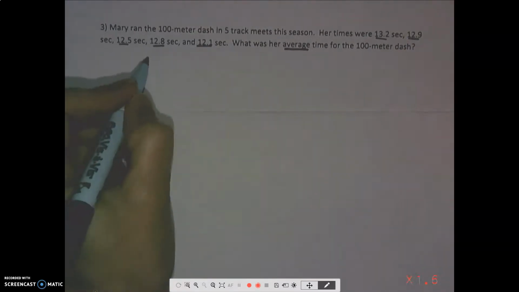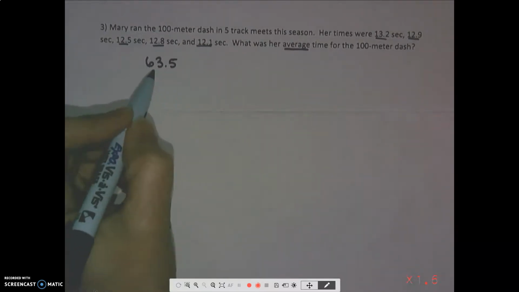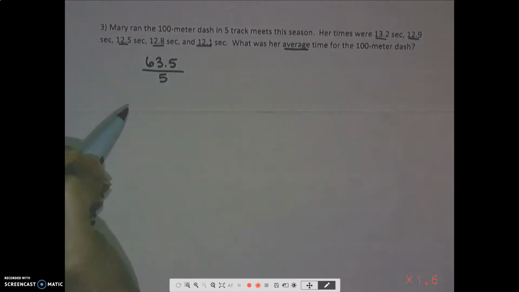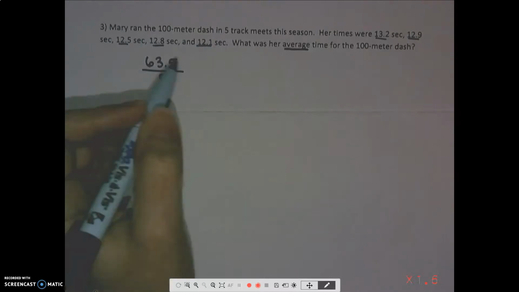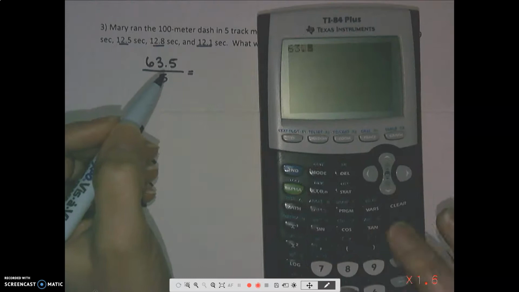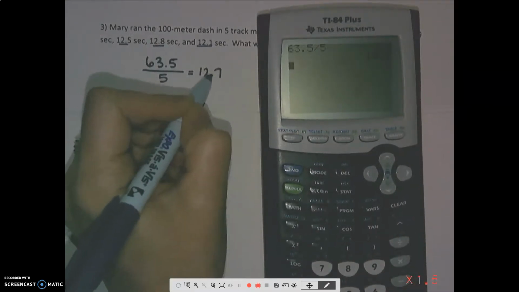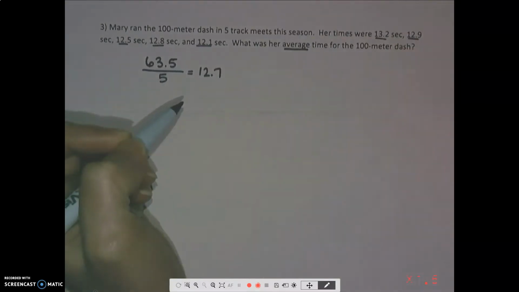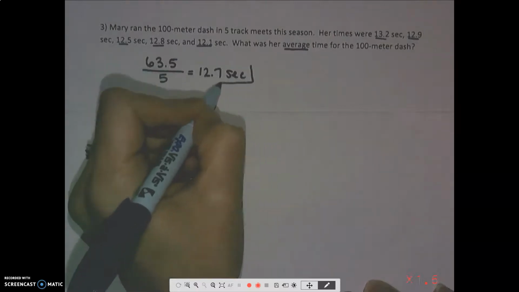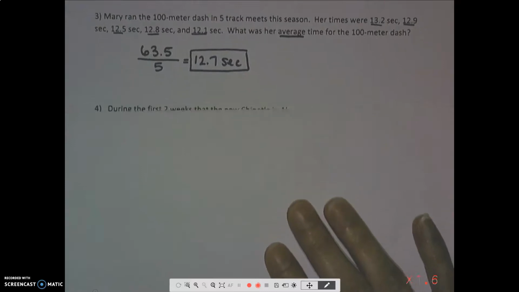And when we do that, after those 5 runs, she did all of those 5 runs in 63.5 seconds. That was over the course of 5 runs. So we're going to divide those. So we're going to take our 63.5 divided by 5, and we get 12.7. Because this is in terms of a word problem, we do need to put a unit with this. So we would say 12.7 seconds. Okay? You have to put a unit for these.